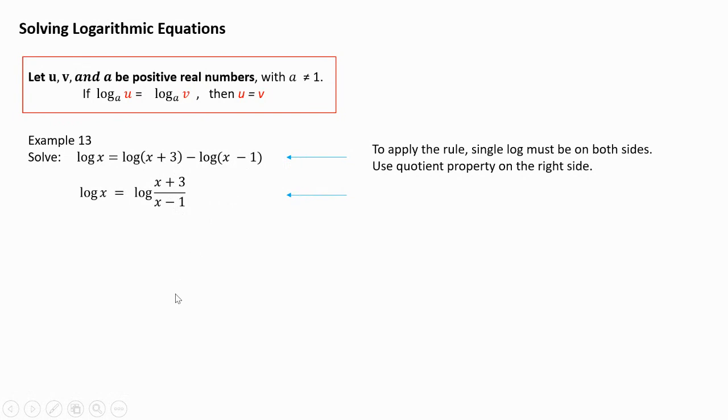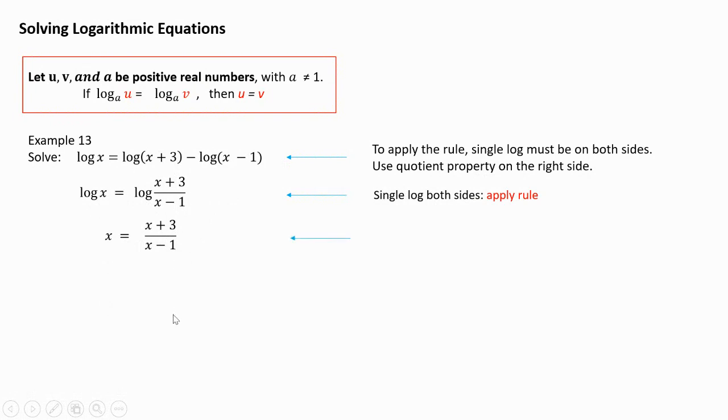To solve it, when you have the same base, we have log base 10 of x equals log base 10 of x plus 3 divided by x minus 1. Remember, guys, when there's no base, it's base 10. So then we apply the rule, and we have x equals x plus 3 divided by x minus 1.